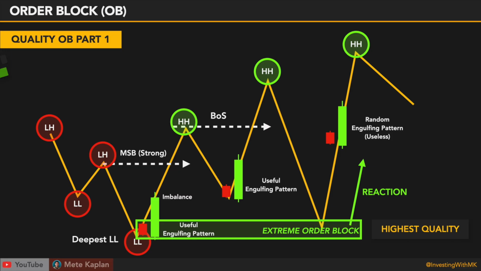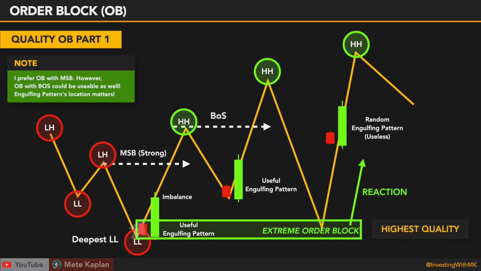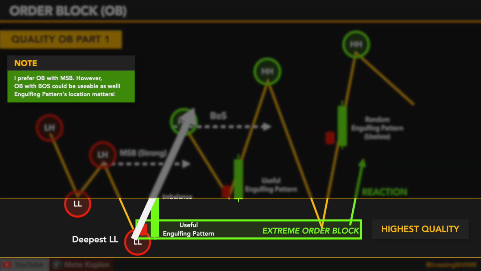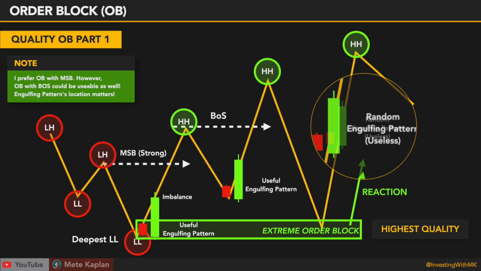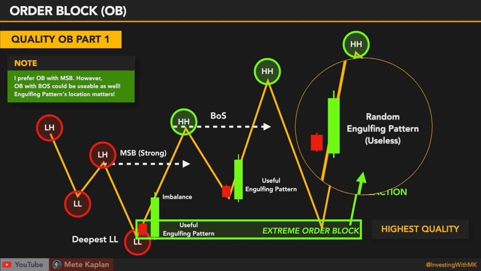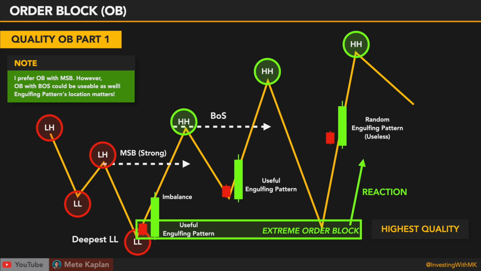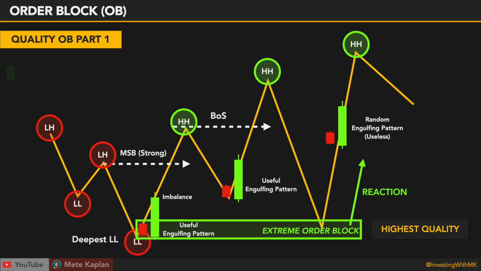Quality order blocks part 1. Obvious strong market structure breaks are my number 1 preference to identify order blocks. I usually look for strong MSB rather than break-off structure or random engulfing patterns. Because these order blocks are so strong that they manage to change the market structure strongly. This is not an easy task. Generally, a market maker or a big catalyst such as news can do this.